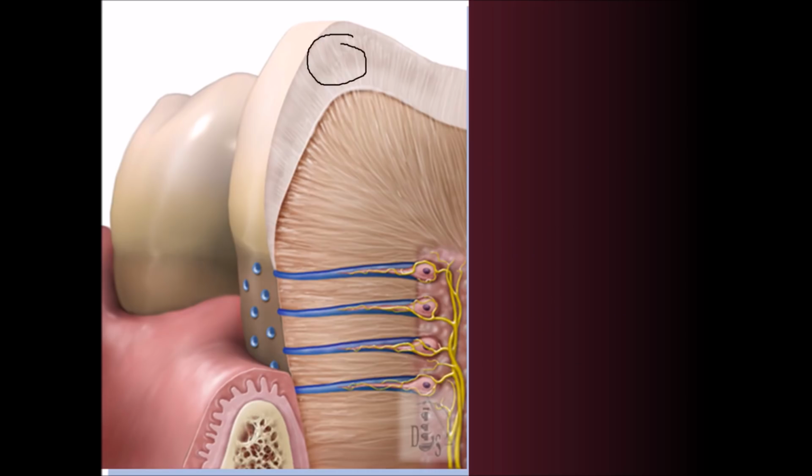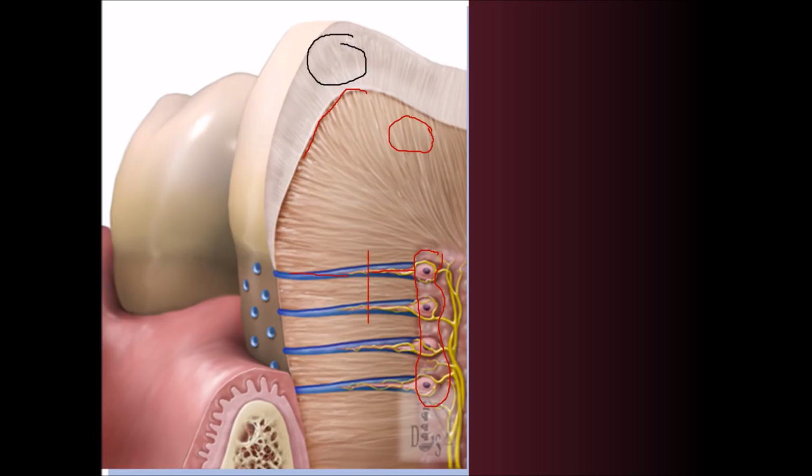Look at this picture. At the surface we see the enamel. Below it we have the dentino-enamel junction. Then we have the dentin. The dentin is produced by odontoblasts. The odontoblast lies on the periphery of the pulp chamber.